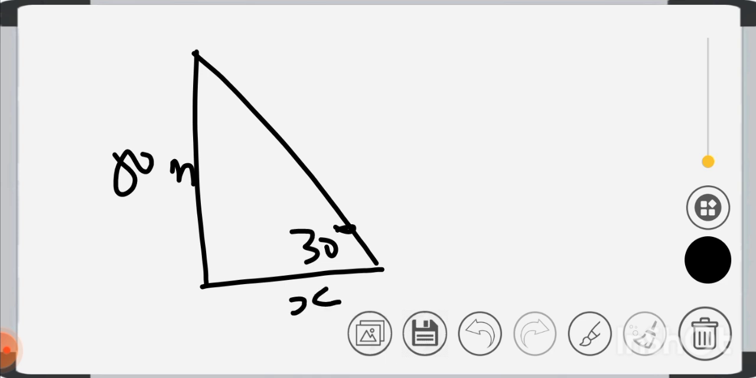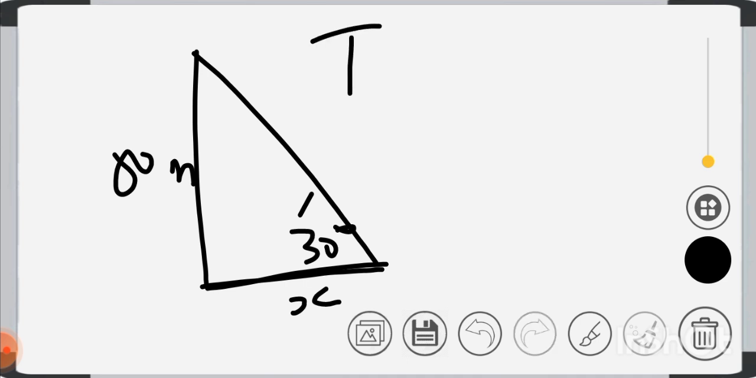So how do you find X? How will you find X? Look at it. We have the opposite, which is 80. Then we have the remaining side, which is what? Adjacent. Remember, this is the angle 90, it's already gone.